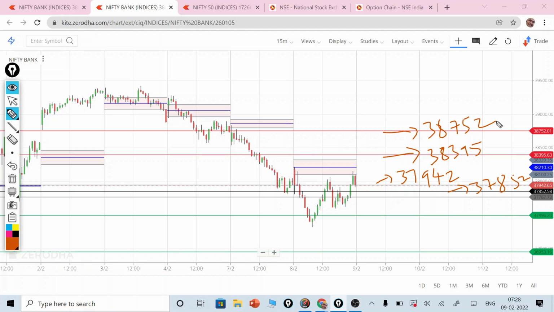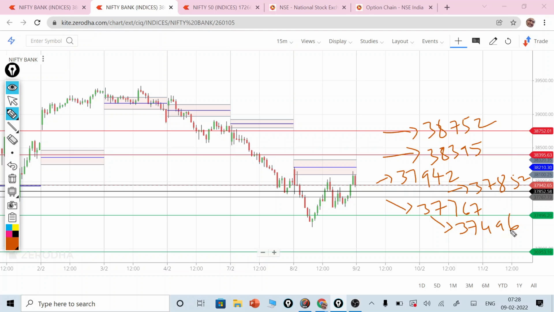On the lower side, if it breaks 37,767, we can have lower levels, that is 37,496. So 37,496 is the very strong support.